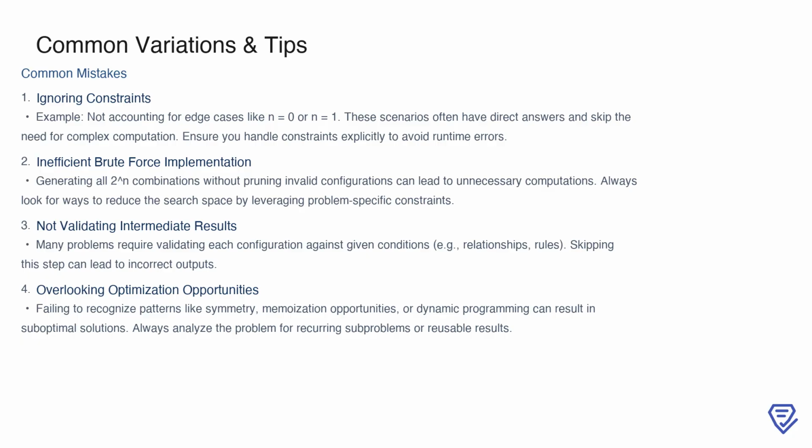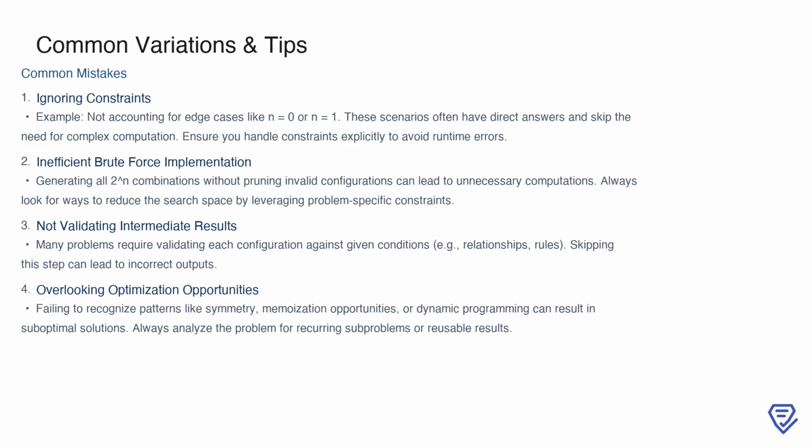For instance, in edge cases where n equals 0 or 1, the solution might be straightforward and not require complex computation. Overlooking these can lead to unnecessary runtime errors. Next, avoid inefficient brute force implementations. If you generate all 2 to the power of n combinations without eliminating invalid configurations, you'll waste a lot of time on unnecessary computations. Instead, think about how you can reduce the search space by taking advantage of the problem's constraints.